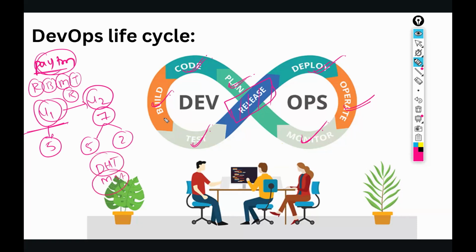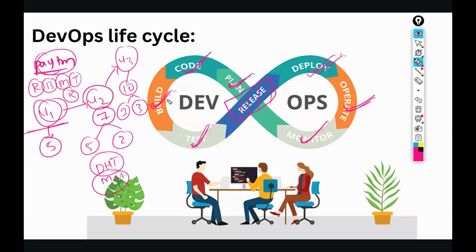To create 2 new features, again, what do I need to do? I need to do plan, code, build, test. I need to deploy, operate, and then monitor. Right? So again, I want to upgrade from version 2 to version 3. In version 3, totally I am going to implement 10 services. Old 7, 3 new features.